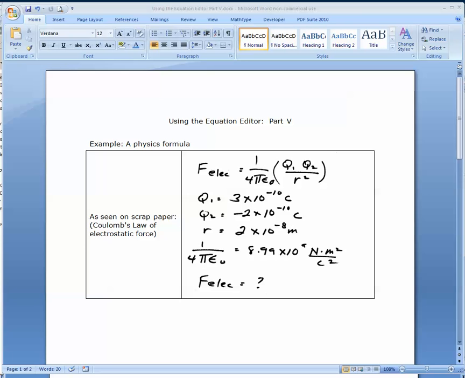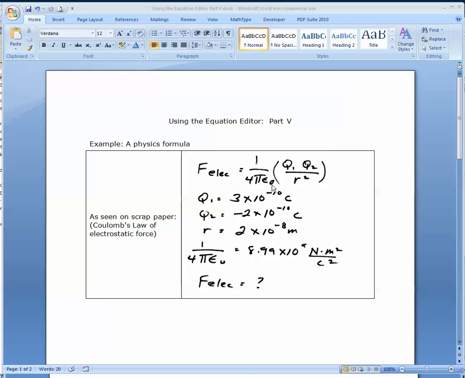In this final example, we're taking a look at a physics problem. We want to calculate the force between two point electrical charges in empty space. The formula we're using is called Coulomb's law. Here are the variables. F sub electric is the electric force in newtons.